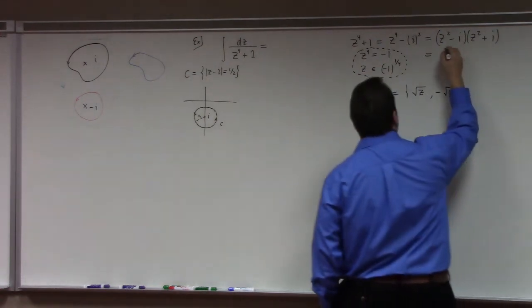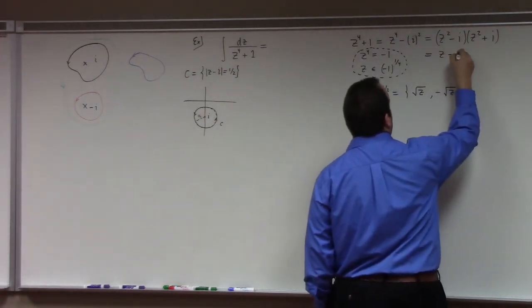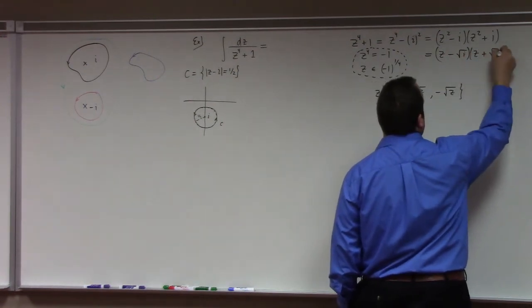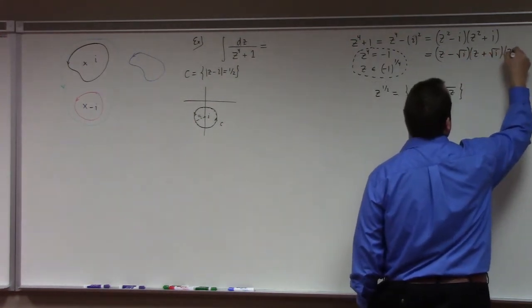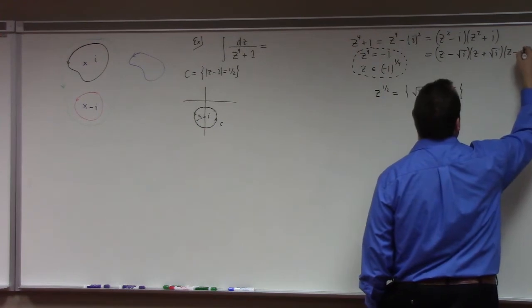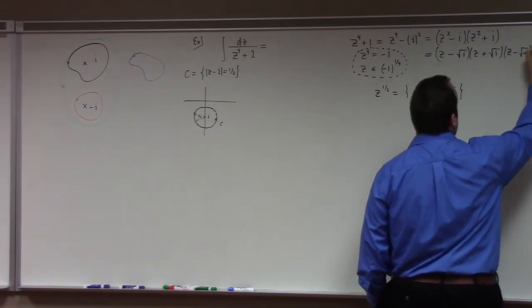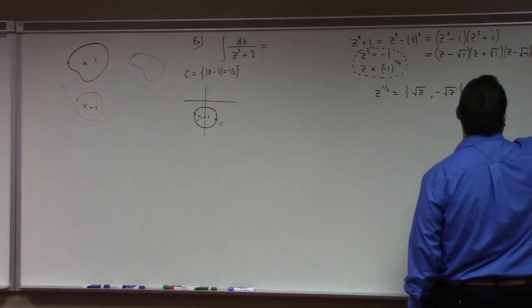So this is z minus the square root of I, z plus the square root of I, z minus the square root of minus I, z plus the square root of minus I.